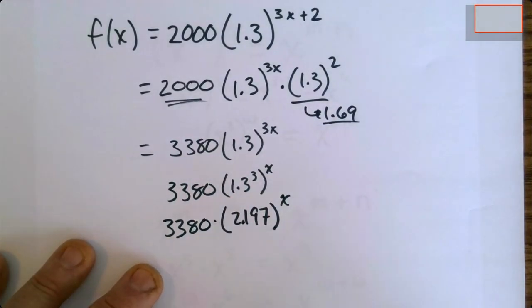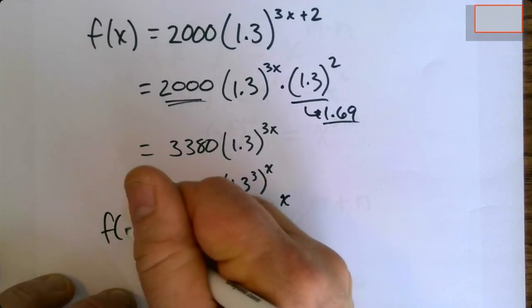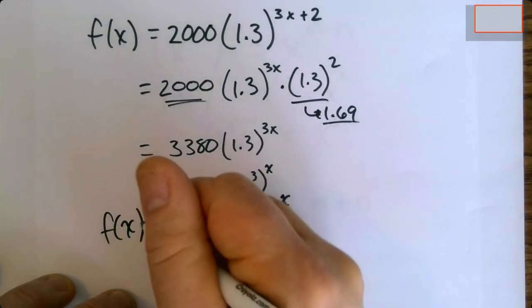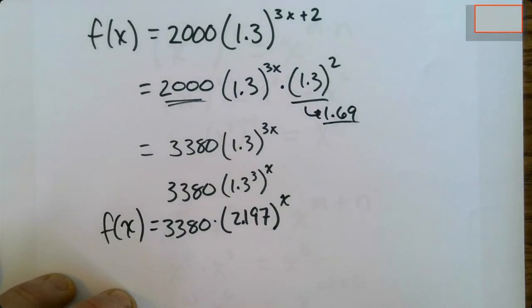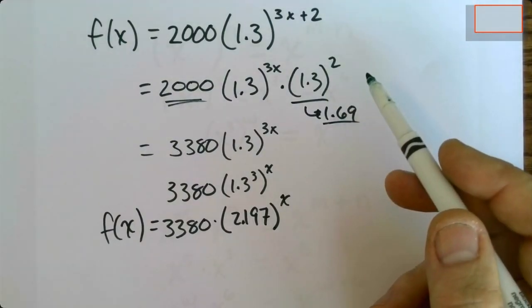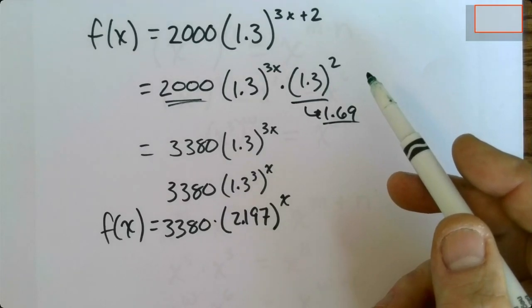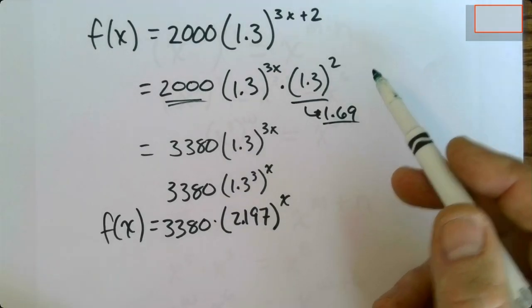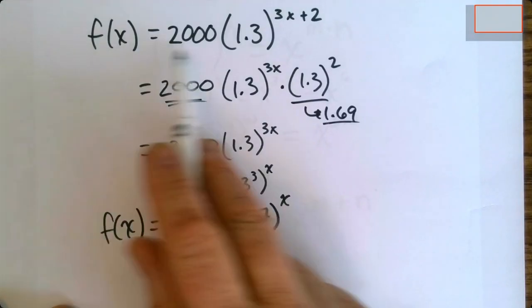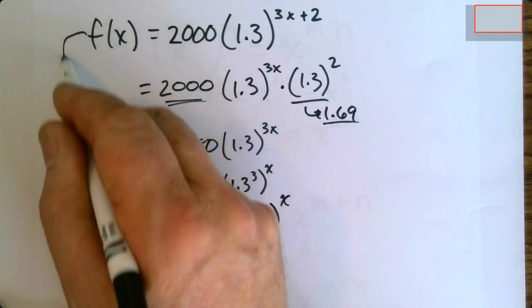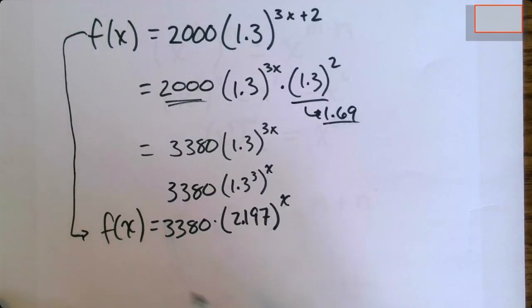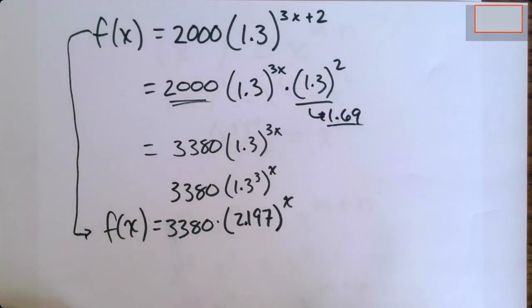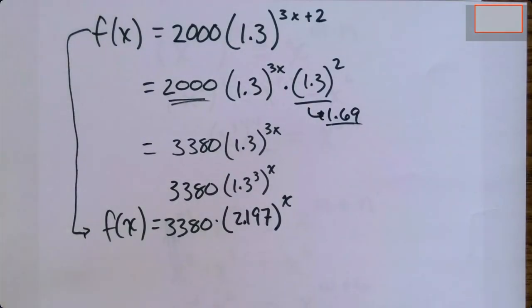Okay, so my claim is that because of these two laws of exponents, power to a power and a power times a power, this version of f of x is equivalent to this version of f of x. And I want us to consider some evidence for that.